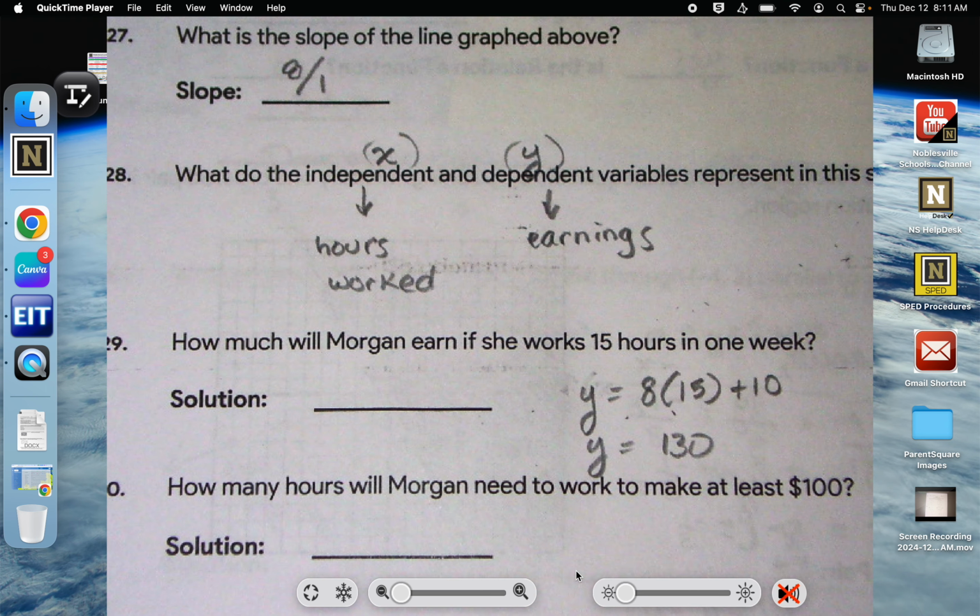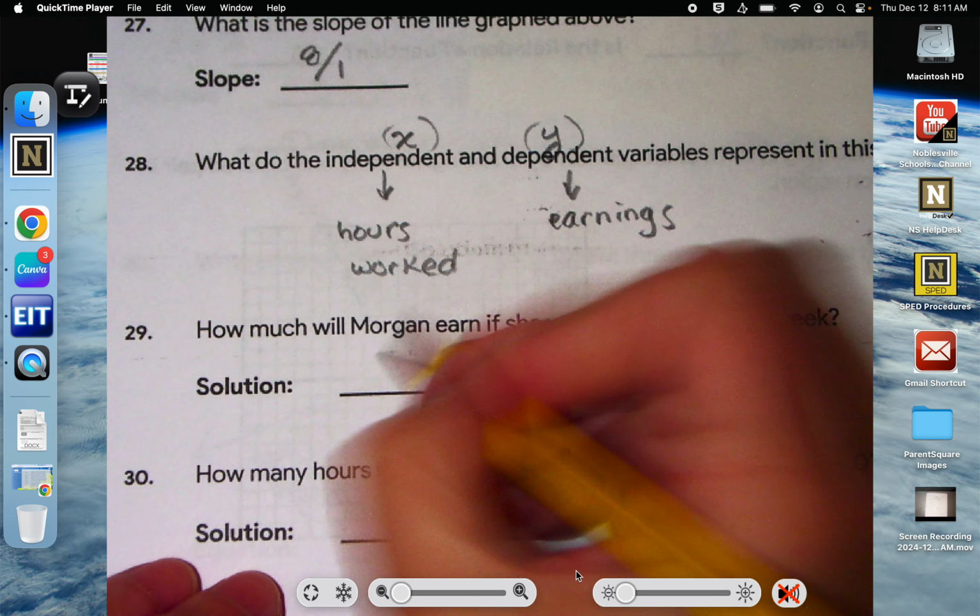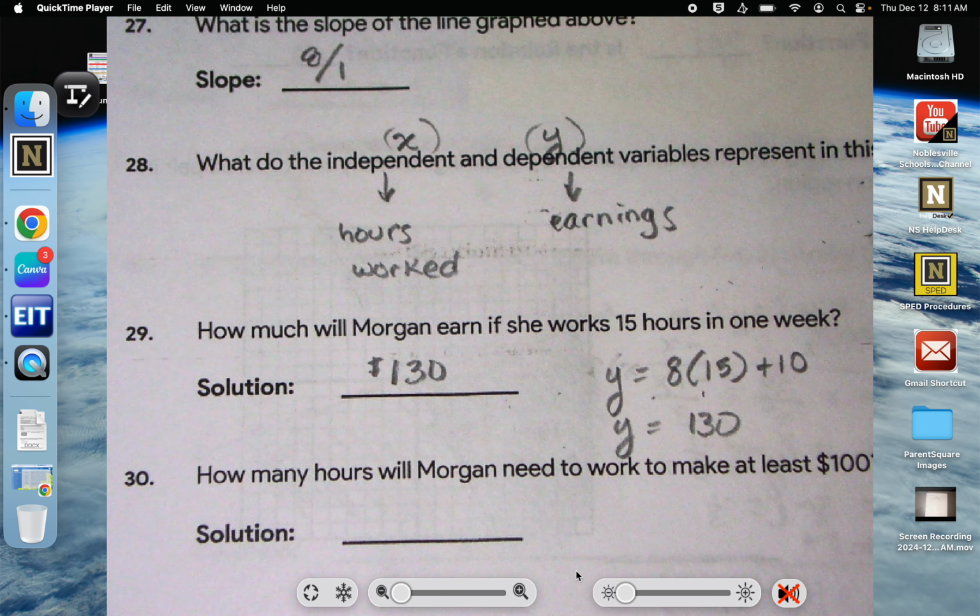Let me get my calculator. I don't trust myself right now. Hold on. 8 times 15. Yep. So that's 120 plus the 10 is 130. So she will make $130.